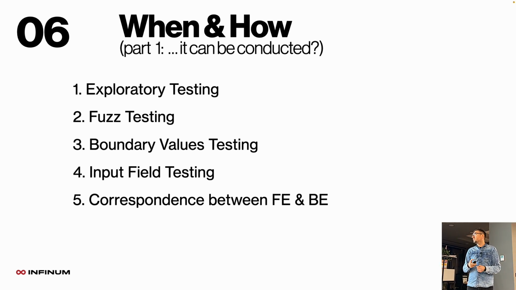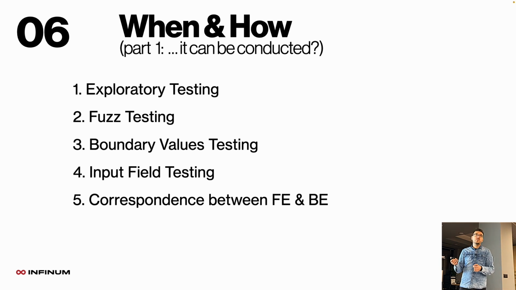So here is an example. Again, some field accepts 25 characters when the user populates the form, but when we send a request via Postman, let's say, this field can accept more characters. That should not be the case. So correspondence between front end and back end is good.